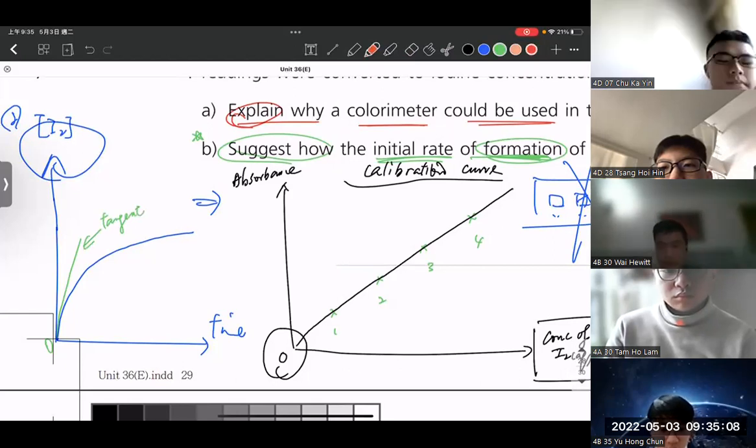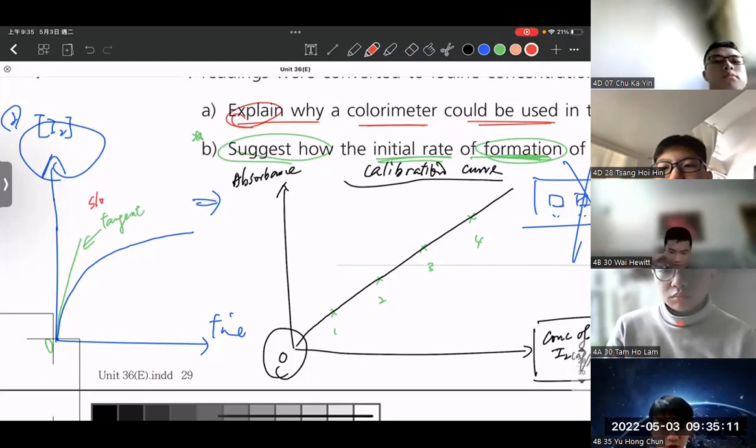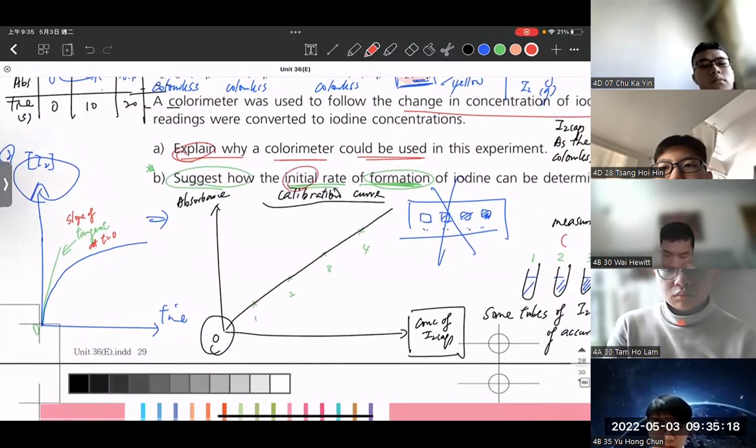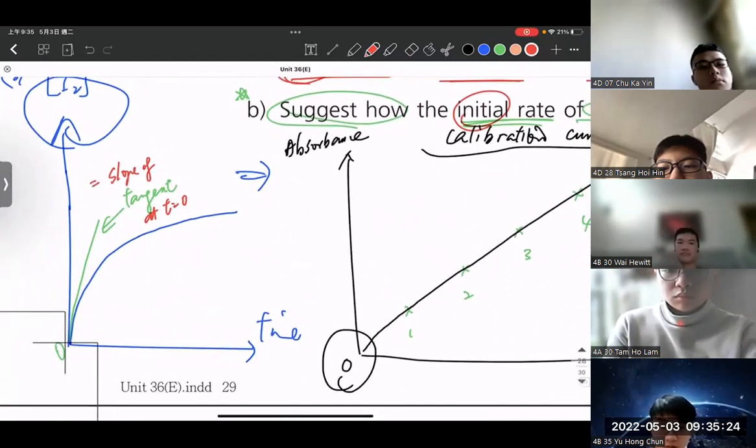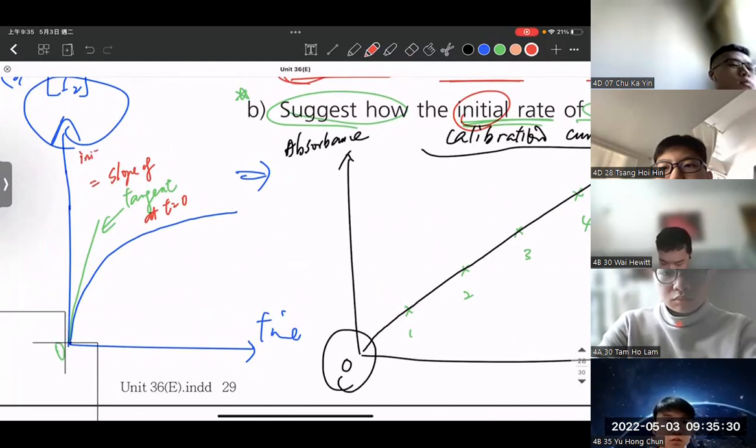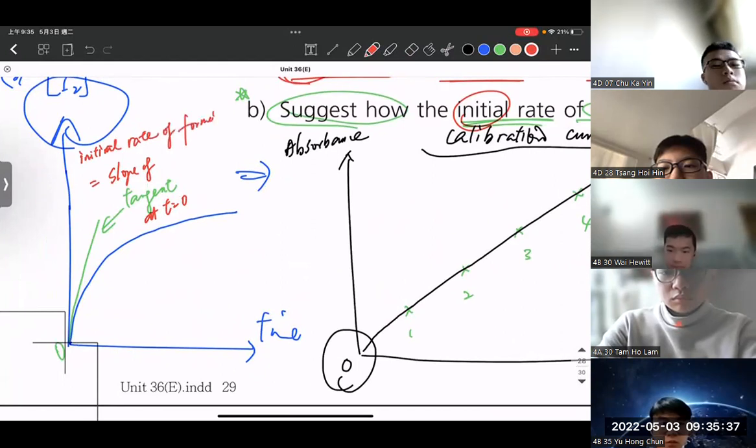And then use this as a start, and you are going to find the slope of the tangent at a certain time. Because you talk about initial rate, the time should be t equal to 0. So by determining the slope of the tangent at time t equal to 0, you are going to get to know the initial rate of formation of iodine. Can you get the point? So how do you say that descriptively? First of all, draw a tangent at time t equal to 0, and then determine its slope. So that is the answer.